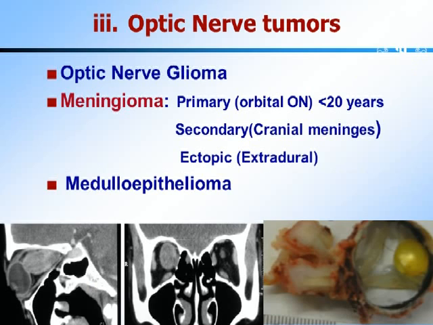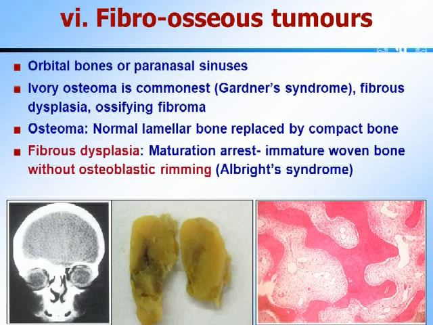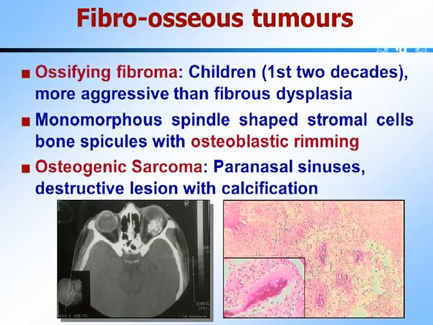Optic nerve gliomas have already been covered by Dr. Ruchi. The next important tumors are the meningiomas. They have typical Psammoma bodies, and the EMA stain is positive. Smooth muscle tumors are very rare. Fibro-osseous tumors are also very rare. We have occasional cases of fibrous dysplasia, in which we have woven bone, and they lack the osteoblastic rimming, in contrast to ossifying fibromas, which have an osteoblastic lining.